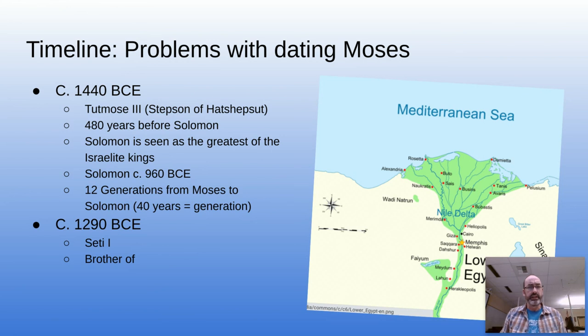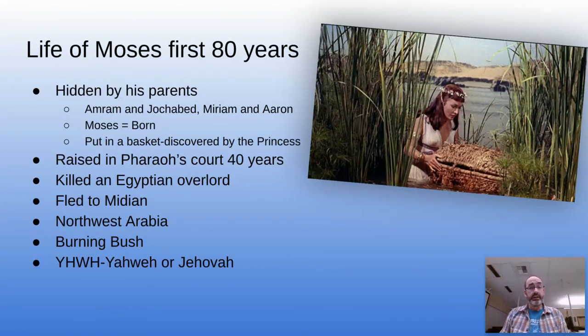Now we have a couple of things to look at to see if the story of Moses lines up with any of the historical data that we already know about Egypt. And this is very difficult because it's tough to find. Now, the story of Moses, I'm only going to go through the first 80 years because the next 40 years are going to be very important, and that is really what sets up the Jewish belief system.